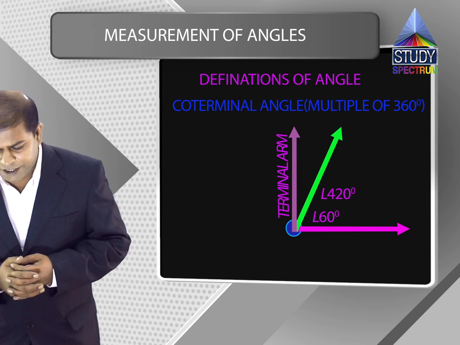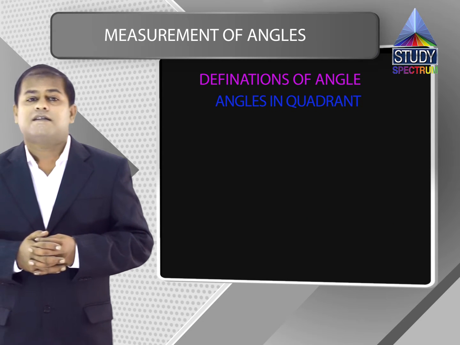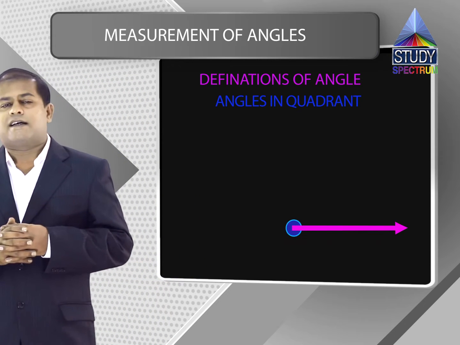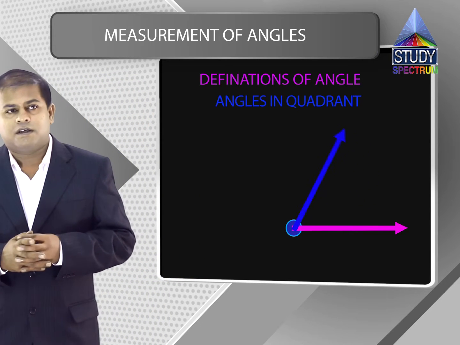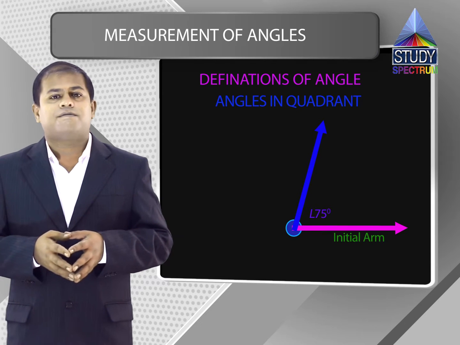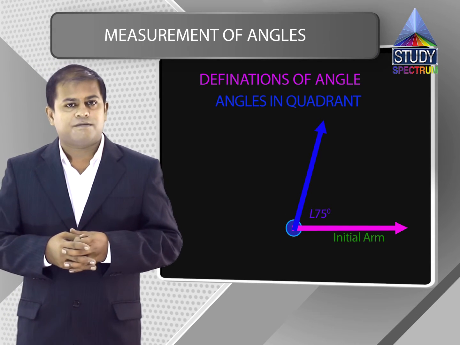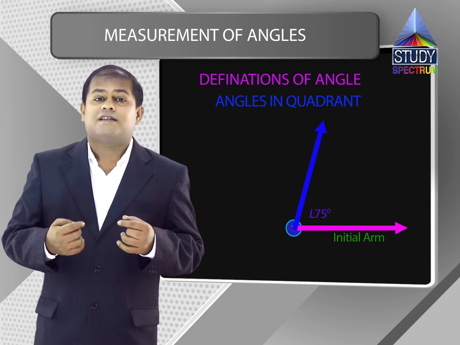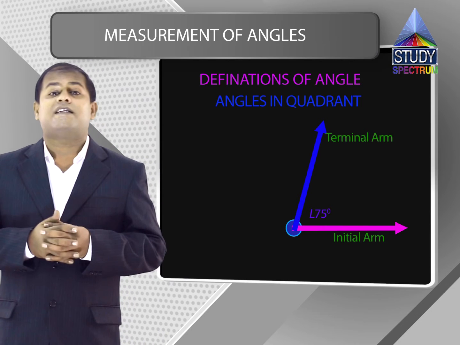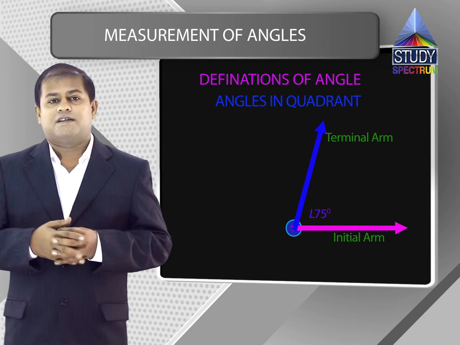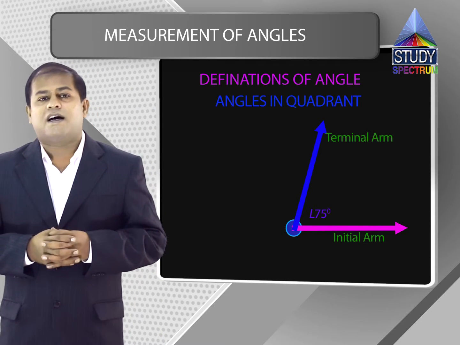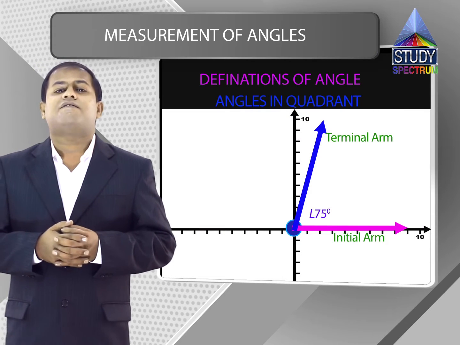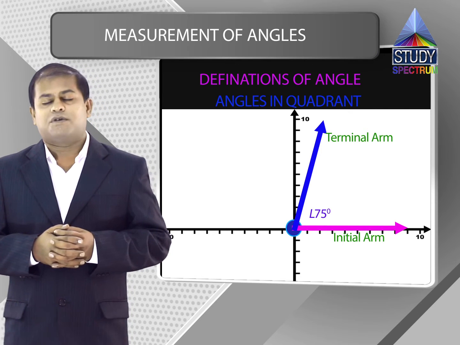Now coming to next, angles in quadrant. Consider an angle 75 degree. Its initial arm as usual will be what? Positive direction of x-axis. Now where does the terminal arm of 75 degree fall? See here, the terminal arm of 75 degree falls in first quadrant. So I will say 75 degree lies in first quadrant.